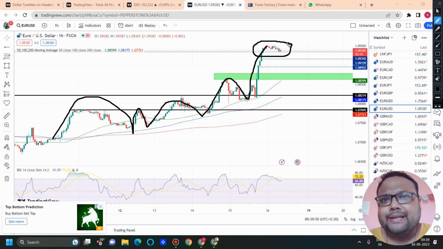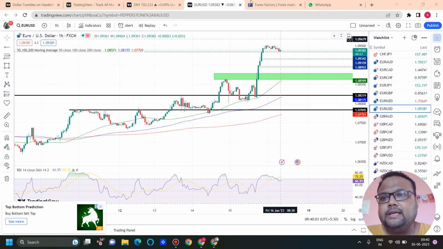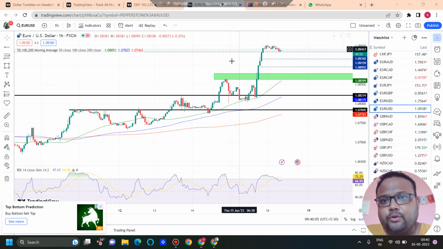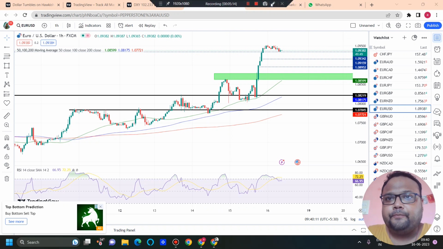So during the European session, after CPI or by US session, if you see that market is coming down, instead of taking a sell position, try to look for some buy opportunities. So on the chart of Euro USD, the best level to take a buy position is 1.0879 to 1.0863.